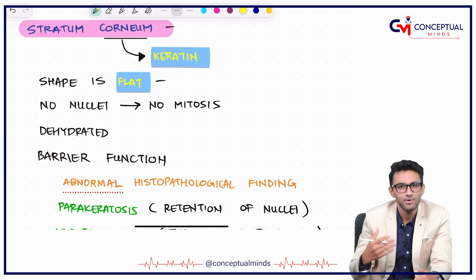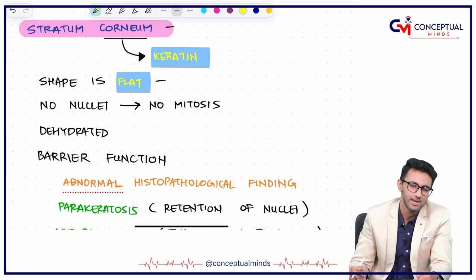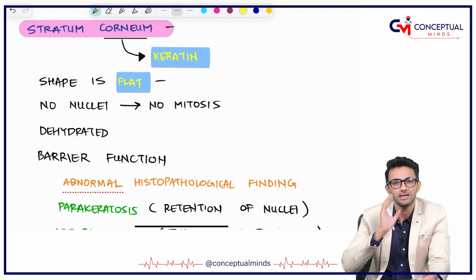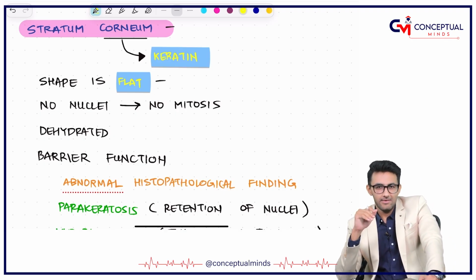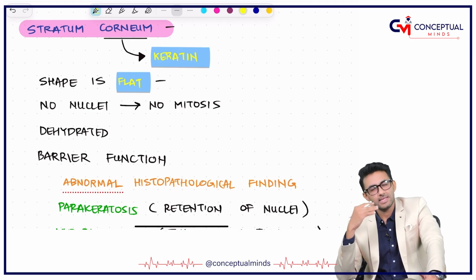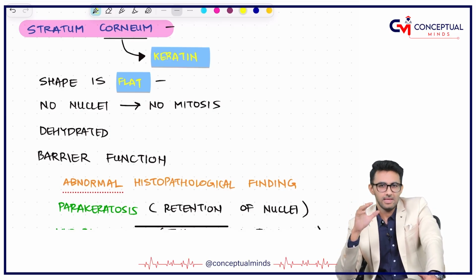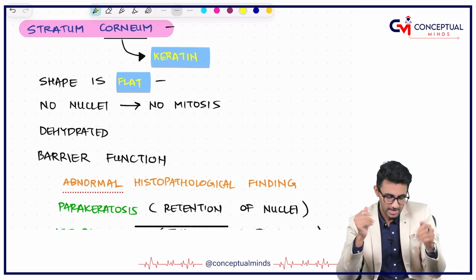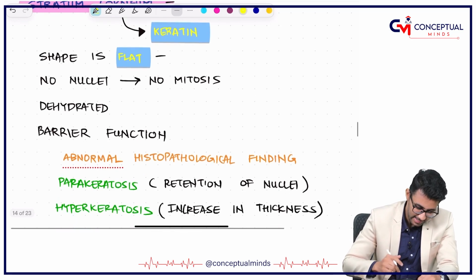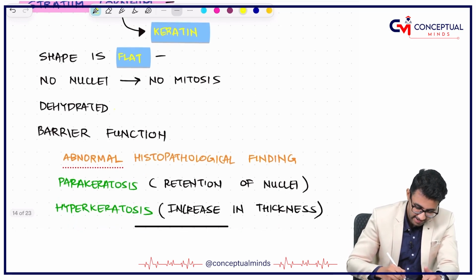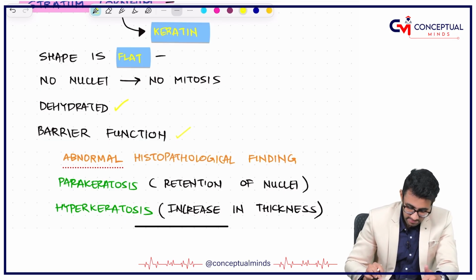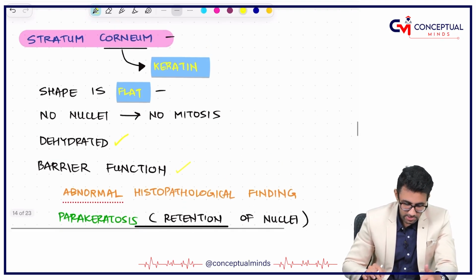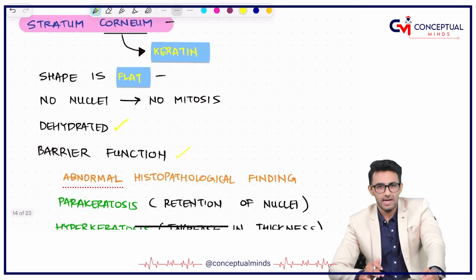Nuclei, yes or no? No. We discussed this, right? There is no nuclei, no mitosis. This is the last part of the cell, and it would just shed off when the time comes. From given days, when the time comes, it is going to shed off. So no nuclei, no mitosis, and the cell and the layer is dehydrated, definitely. And it acts as a barrier function. Okay, so that was all about the general part of stratum corneum.